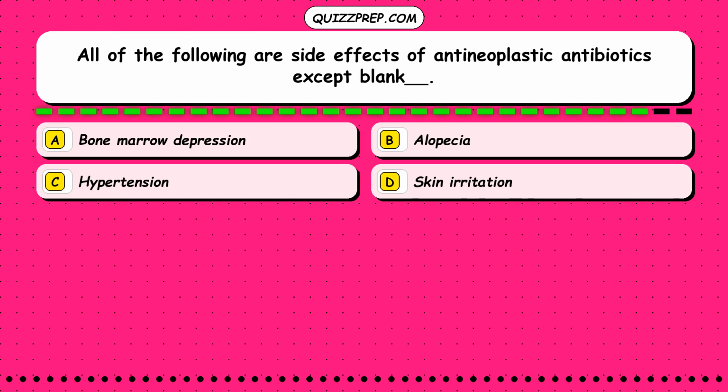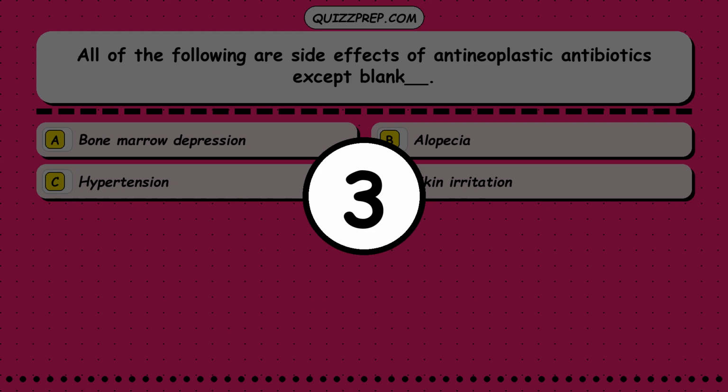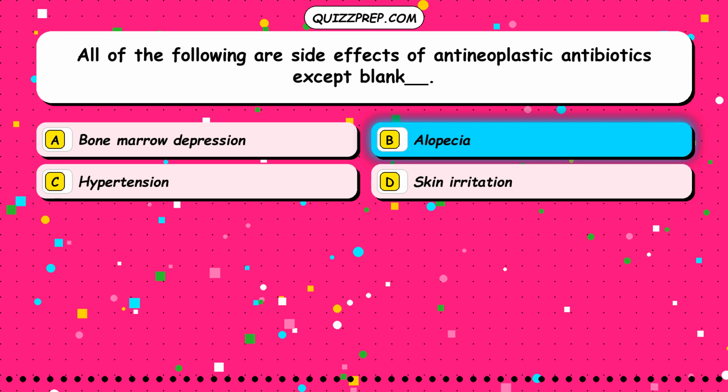Question 325. All of the following are side effects of anti-neoplastic antibiotics except blank blank. Option A, bone marrow depression. Option B, alopecia. Option C, hypertension. Option D, skin irritation. The correct answer is option B, alopecia.